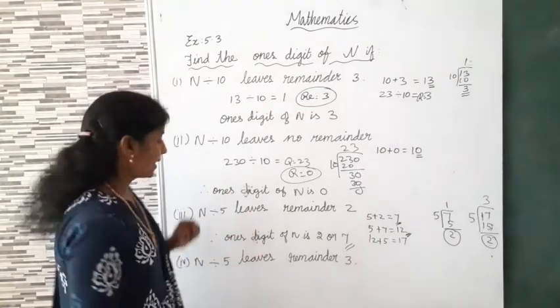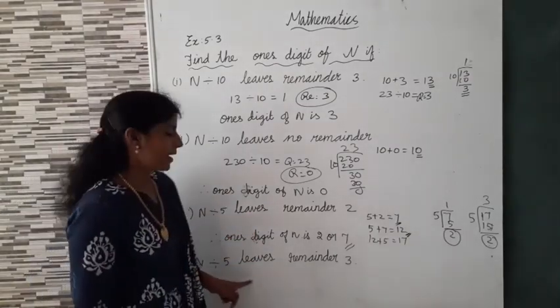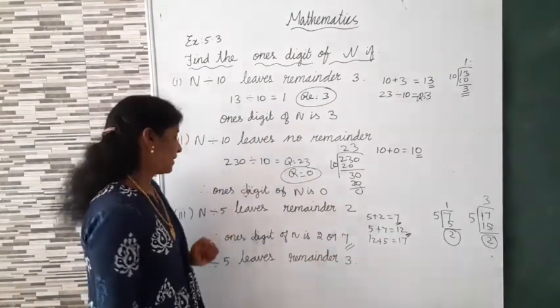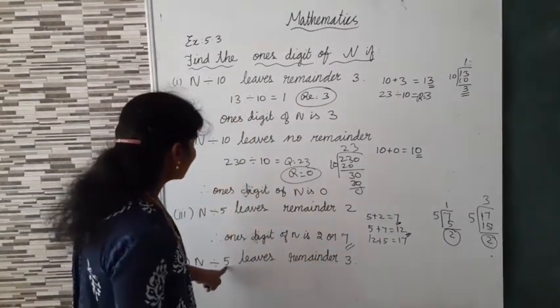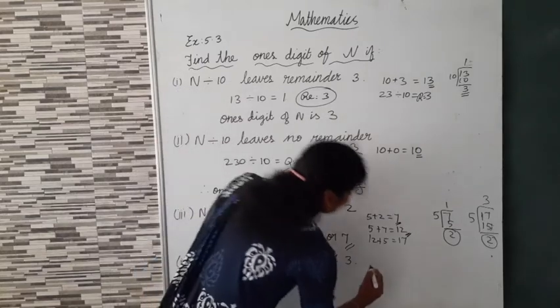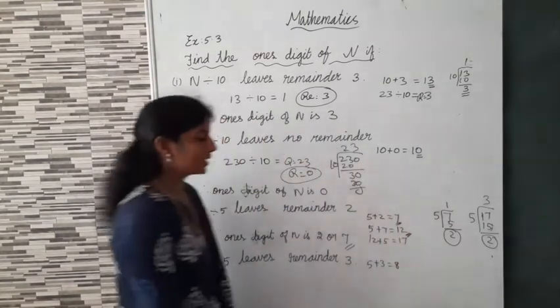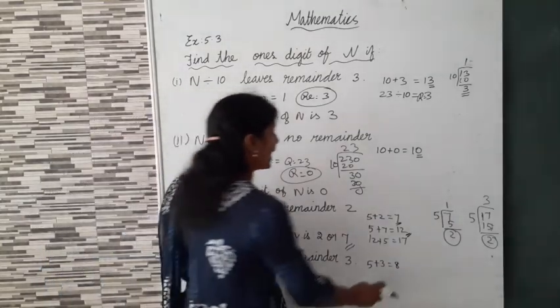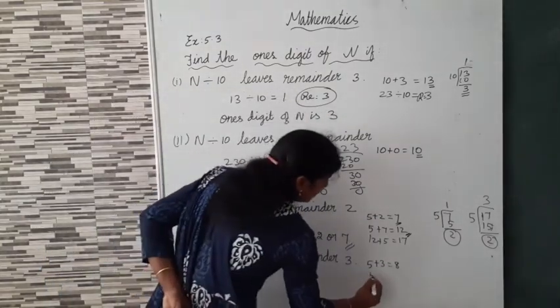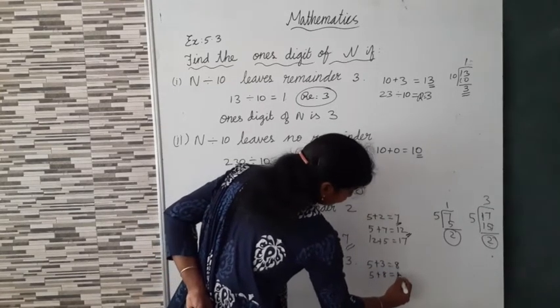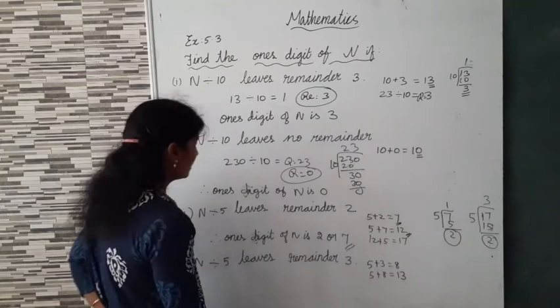Clear? Okay. Then n divided by 5 leaves remainder 3. What's the remainder? 3 is the remainder. Now we can say it's 5 plus 3. Now here 5 plus 3 is equal to 8, isn't it? Okay. Now we can add this: 8 plus 5 is equal to 13, isn't it? 13.